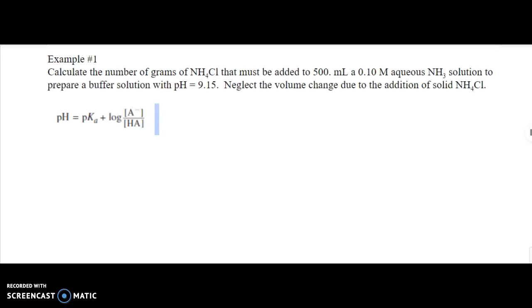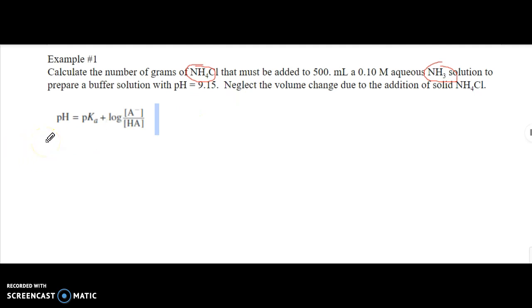To prepare a buffer, you need to kind of do the opposite of what we were just doing to calculate pH. You have to know what your target pH is and work backwards using the Henderson-Hasselbalch equation. So we know from the last problem on page 8, an NH4, NH3 buffer system has a pKa of 9.26. So I'm just using that same value.